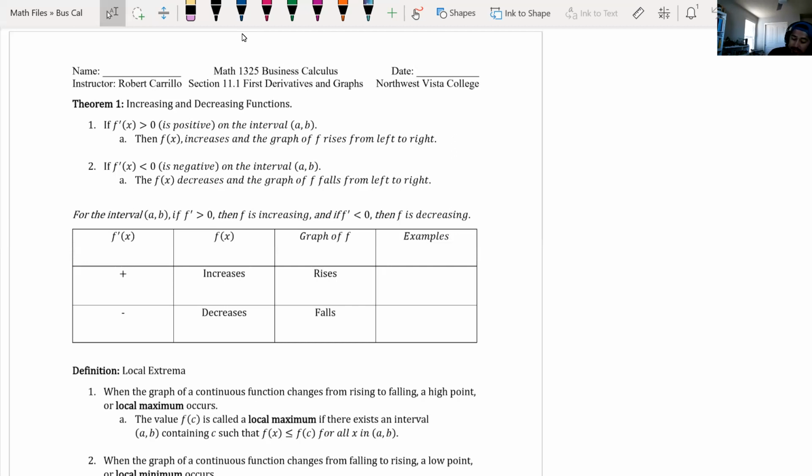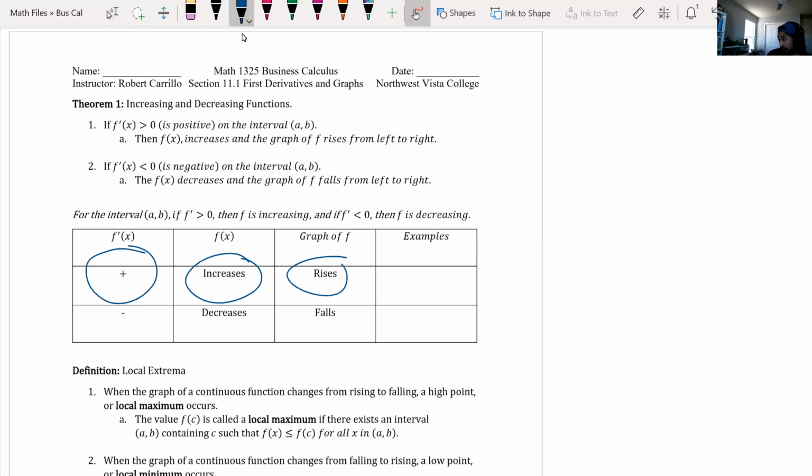So for number 1, this says if the first derivative is positive on some interval AB, then the original function will increase and the graph will rise from left to right. So remember that derivative just means slope. Derivative is fancy for slope. So if a derivative is positive, this means there's a positive slope, which means a function is increasing. And this is all stated in the chart below. So we say if the first derivative is positive, the original function increases and the graph will rise.